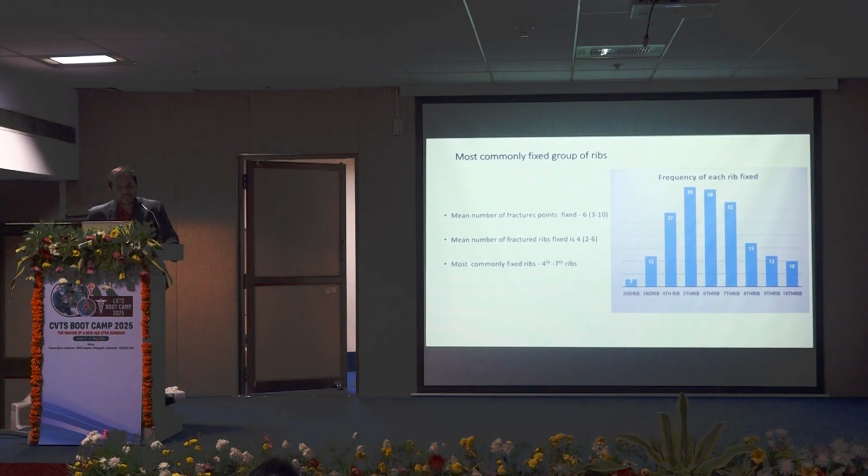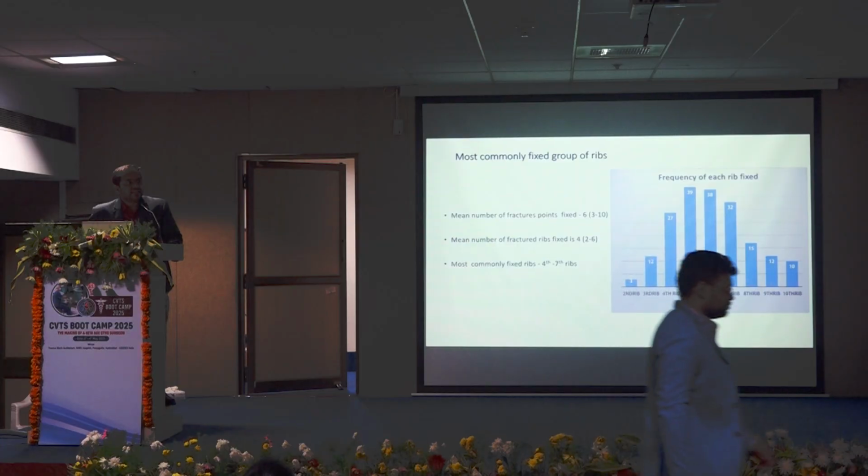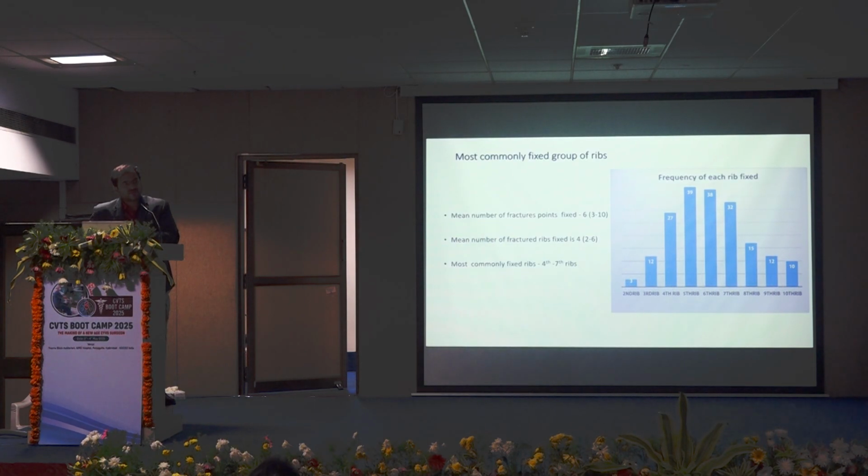And the most commonly fixed group of ribs. As you see, the chest involves the first 2 ribs, which don't contribute any volume to the chest, and the 3rd to mostly 8th-9th ribs form the major cavity of the chest. So from the 3rd rib to the 8th rib, it is better to fix those ribs because they form the major cavity of the chest wall. Even in our study, the most number of rib fractures fixed is the 5th one, and most commonly fixed ribs are 4 to 7.